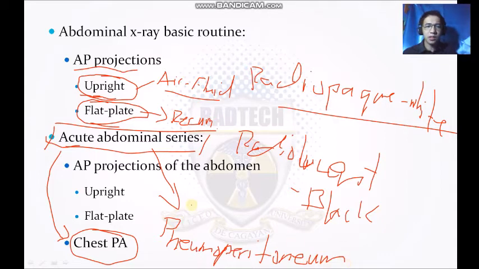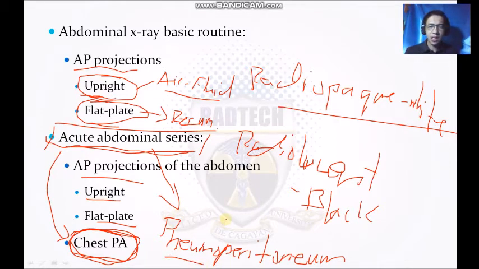Okay, so later on in your clinical setting, in clinical practice or the internship program ninyo, in case you'll encounter this terminology, acute abdominal series, it's not just the basic routine na AP projection with the patient upright and the patient in recumbent position, but you also have to take a third radiograph, just PA na radiograph. Okay, so again, that is for the demonstration of pneumoperitoneum. That is the air or free air in your peritoneal cavity.